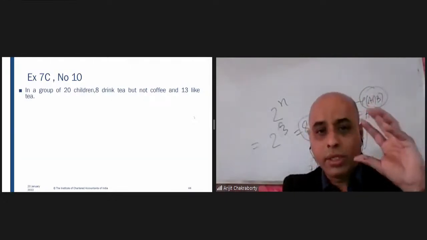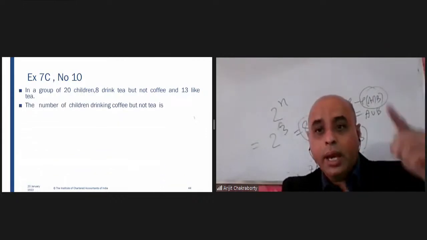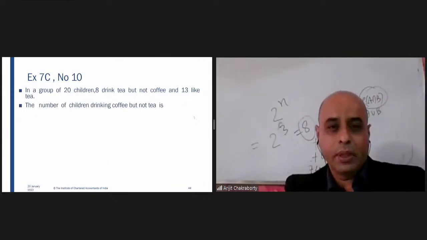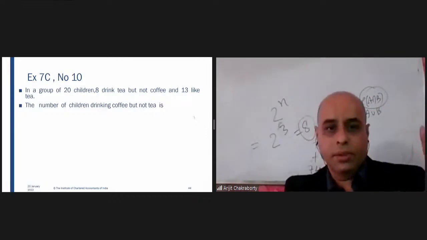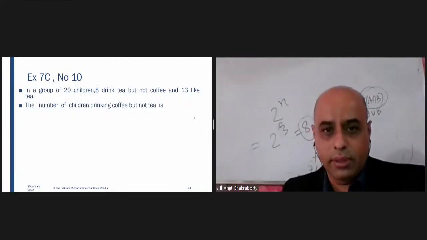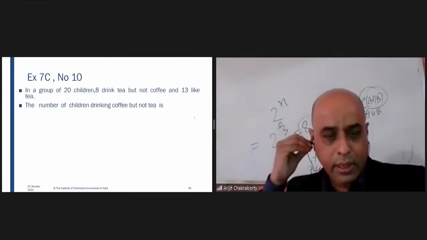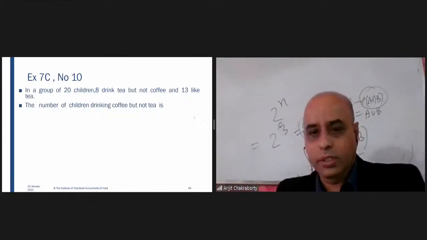Okay. Last one we are taking is number 10, exercise 7C, number 10. There are 20 children. 8 are drinking tea but not coffee, and 13 like tea. The number of children drinking coffee but not tea is how much? This is a very interesting problem, and a similar problem we have done a little while back. So we are trying to solve this problem now.